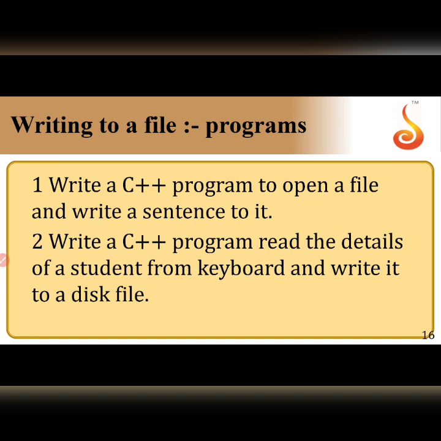Getting it? Here writing to a file means I will be taking the input from the keyboard and then instead of the monitor I will write it to the file. That is, write a C++ program to open a file and write a sentence to it, or I can say a message to it. I will ask the user to enter a message. So the user would be entering it through the keyboard and then I will read it and I will write it to a file. And when we do reading from a file, we will open the same file and read the message whatever you have written.